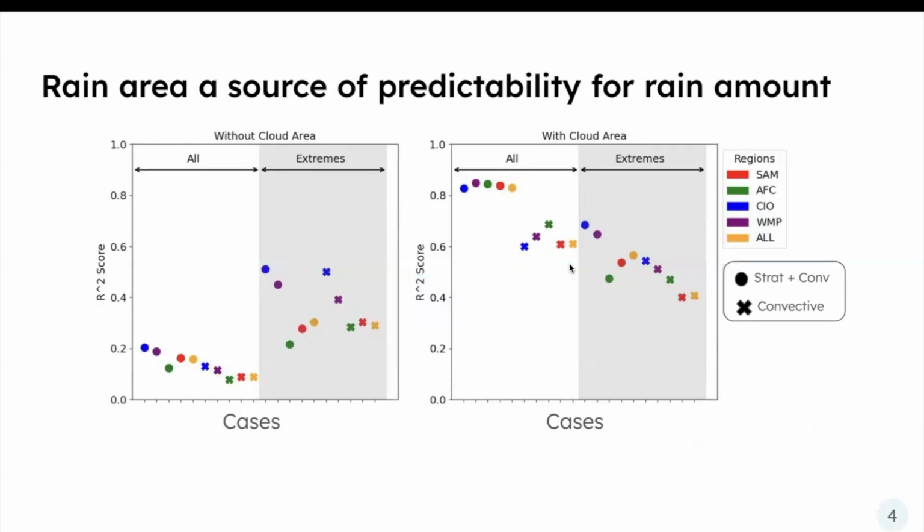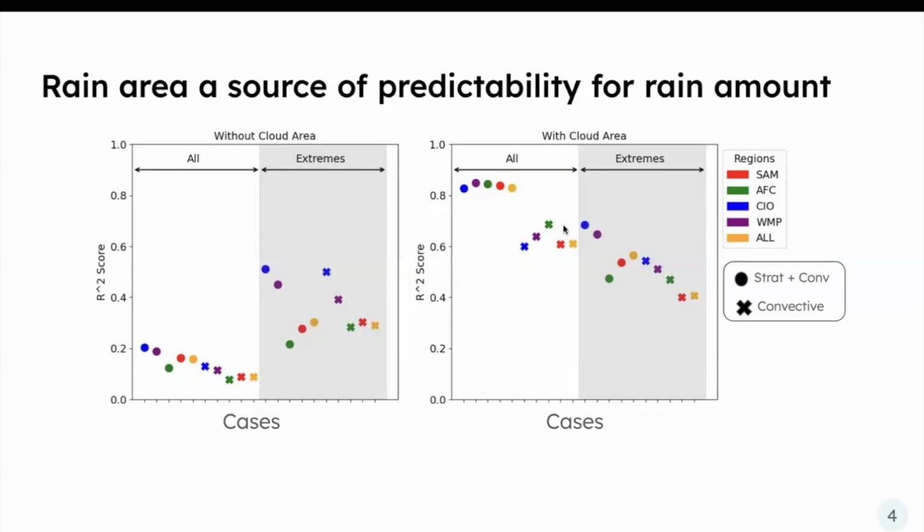And I'm predicting for each region, combining some larger scale data that I'm going to define. In one of the groups on the left, I'm not showing my models what the rain area is. On the right, I'm showing what the rain area is. You also see two different symbols. One is this circle, that is the total rain that I get from stratiform and convective. And the other one shows the rain only from the convective component of the system.